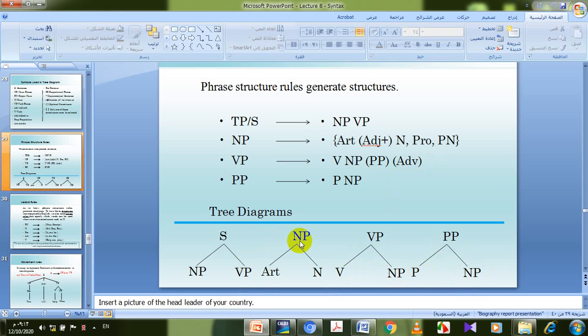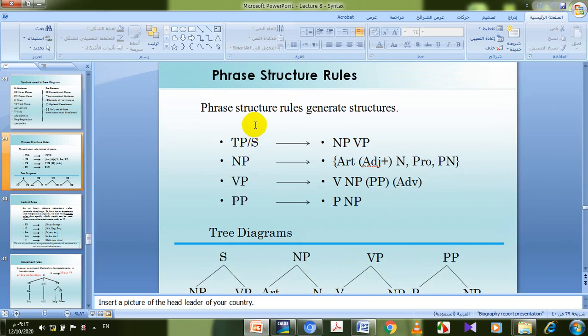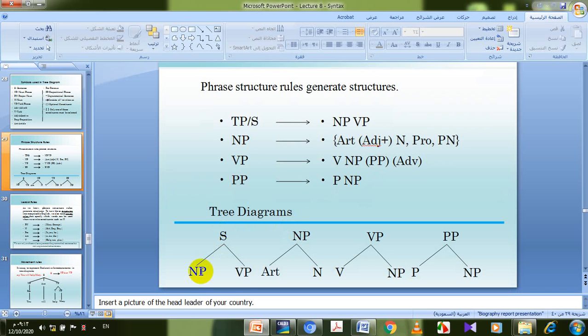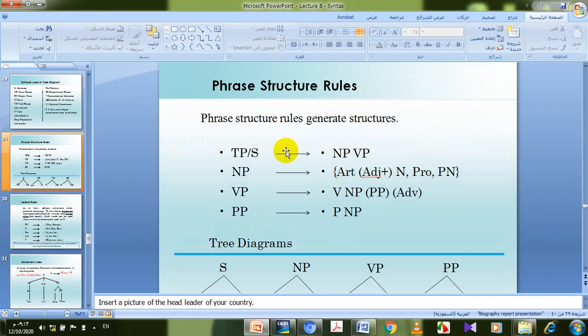These are rules, and that's why phrase structure rules. These are called phrase structure rules, and these phrase structure rules generate structures. You see how from the sentence we generate structures. That's why they are called phrase structure rules. They generate structures.